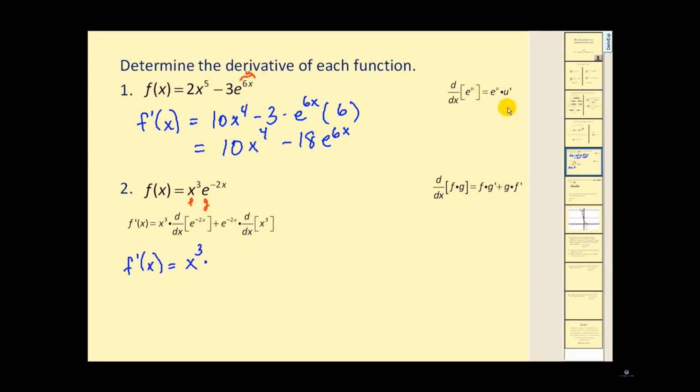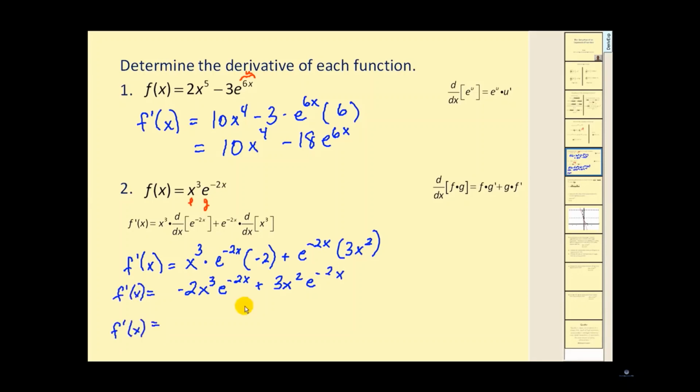So our derivative is e to the u times u prime. So we'd have e to the power of negative 2x times negative 2, plus e to the negative 2x times the derivative of x to the third, that would be 3x squared. We have negative 2x cubed e to the negative 2x plus 3x squared e to the negative 2x.